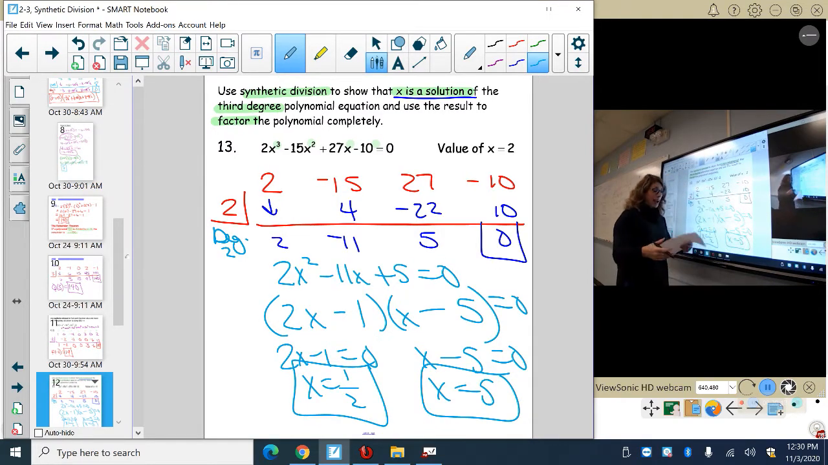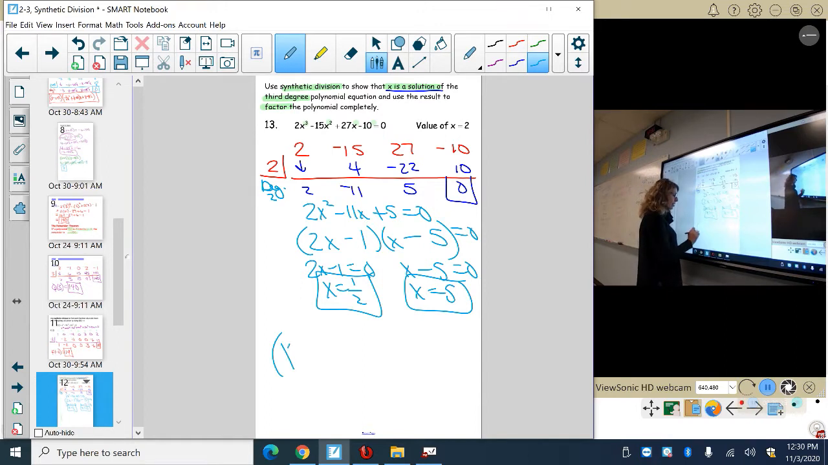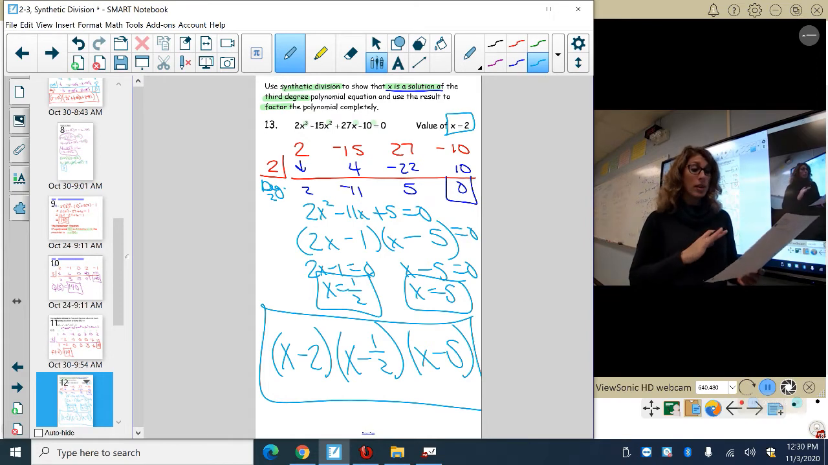So I have factored it completely, and I now know all of my roots, and I am done. So what is my complete factored form? That's going to be x minus 2. Why? Because it was equal to 2, so it's x minus 2. And then it's going to be x minus 1/2, and then x minus 5. That is the complete factored answer, and that is how you are going to do problems 11 through 14.